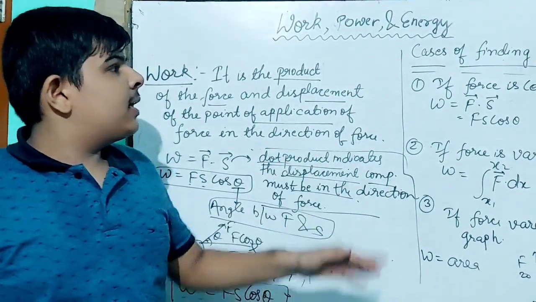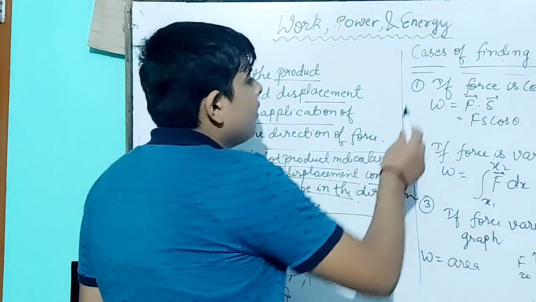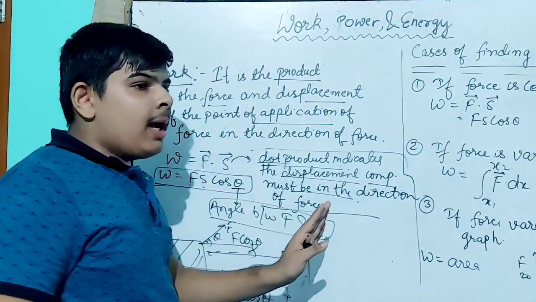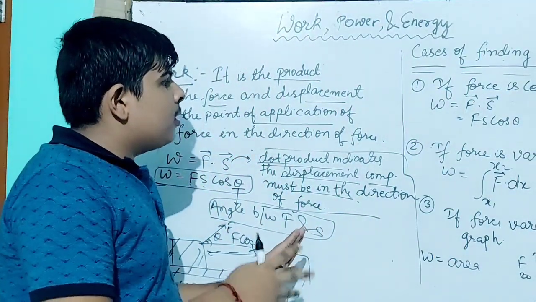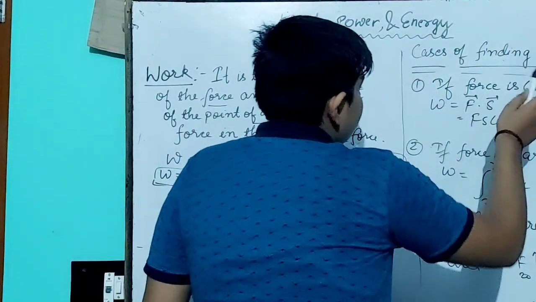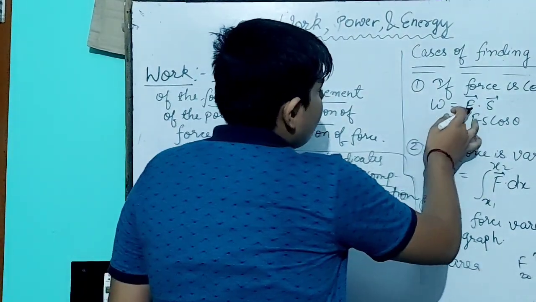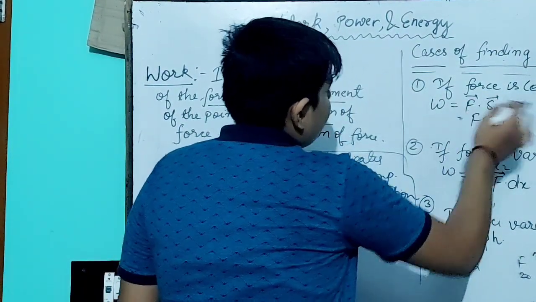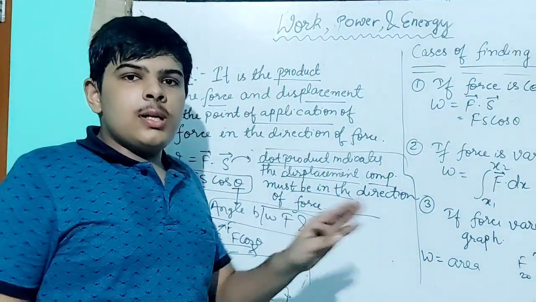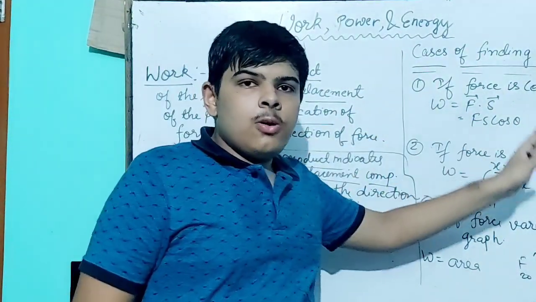Now we are going to see the cases of finding work. The first case is if the force is constant, meaning that the force is not changing. If we apply 5 Newton and after an interval of time it is still 5 Newton, we say that the force is constant. So we just apply the formula: work is equal to the dot product of F and S, that is F s cos theta, and theta represents the angle between the force and displacement. This is the first case, when the force is constant.